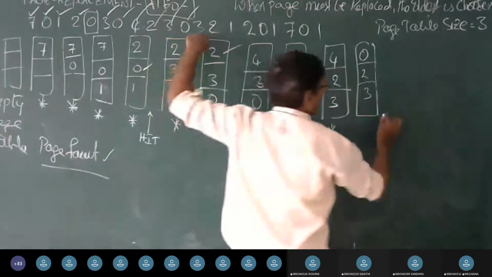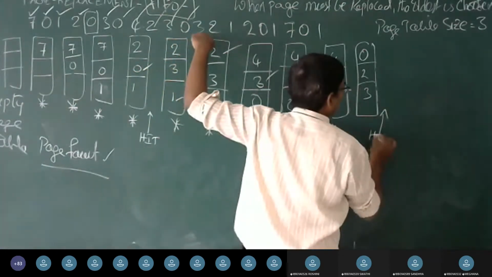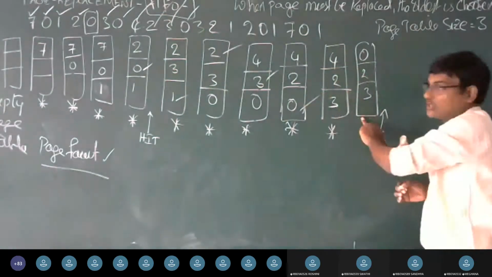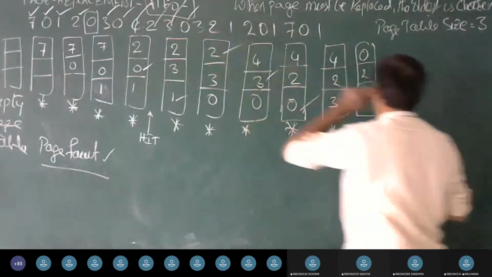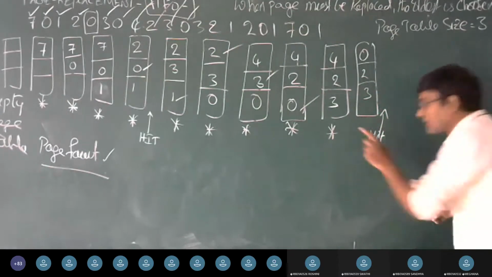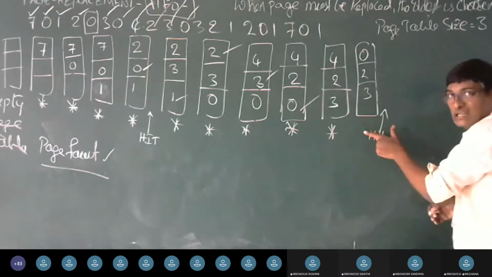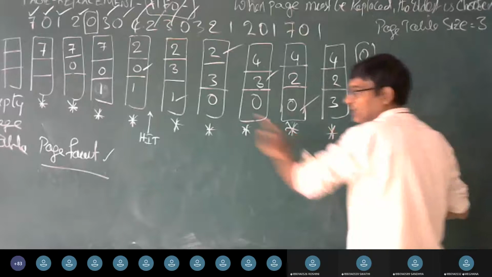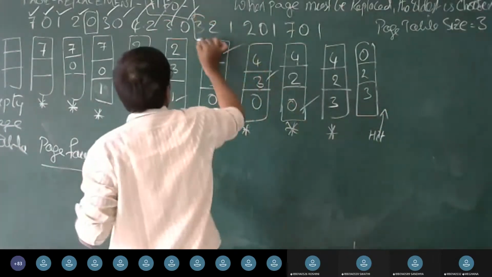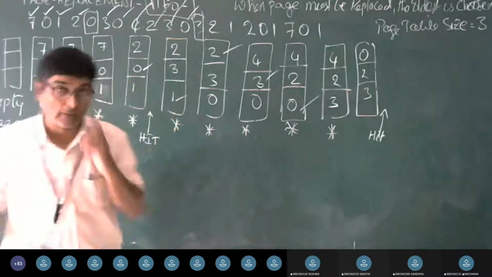Now you can observe that 3 was available. Therefore, we are going to call it a hit. 3 was available in the page table. Therefore, we are going to say the search was successful and there is no case of page replacement. So we are not writing a star here. If we write a star, there is a page fault. Next one. So 3, there is no replacement.